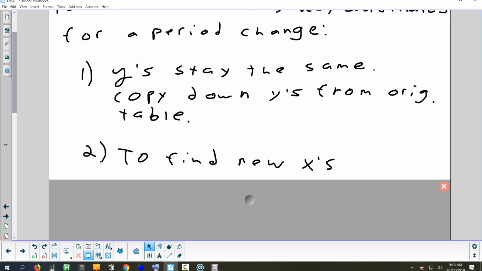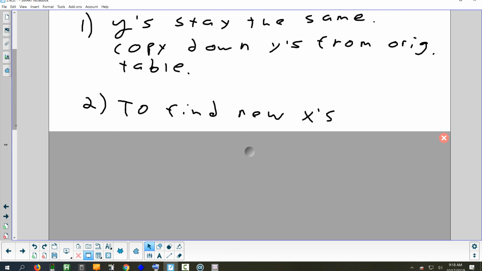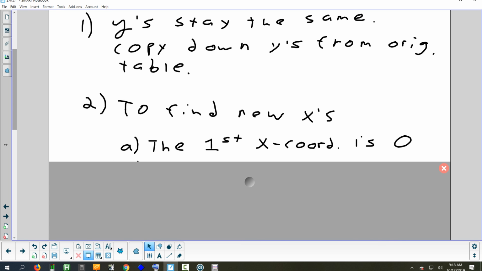Now, every graph that we've done, the first x value, whether it's sine or cosine, has always been what number? 0. So let me ask you, if you take 0 and you stretch it, like say you multiply it by 3, stretch it out 3 times as much, what do you get? 0. What if you take 0 and compress it? Like take 0 and make it half as big. What do you get? 0. So because we're always going to be starting at 0, no matter how you stretch or compress 0, it doesn't matter. The first x coordinate is always going to be 0.